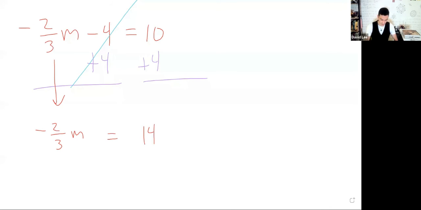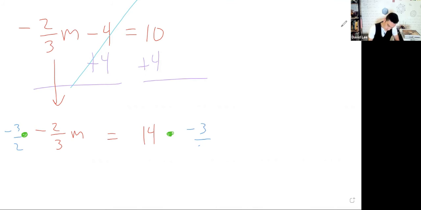Now we're almost done. The last thing here is to get m alone, and the way to get m alone is by getting rid of this fraction. I have a negative fraction that must be dealt with. So here's what some teachers recommend. What we're going to do is multiply both sides. And what I'm going to multiply by is the reciprocal version, like the upside down version of this fraction. So the reciprocal version of that fraction would be a negative 3/2.